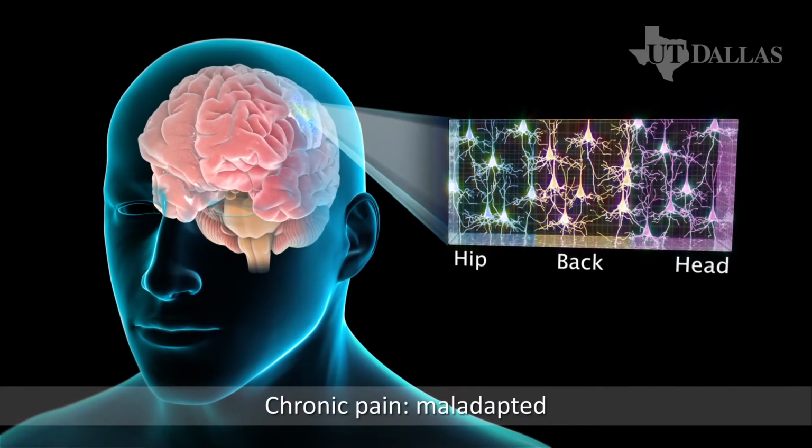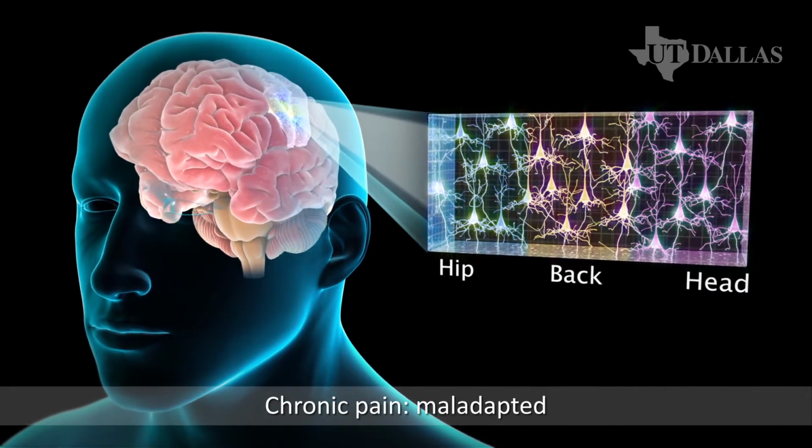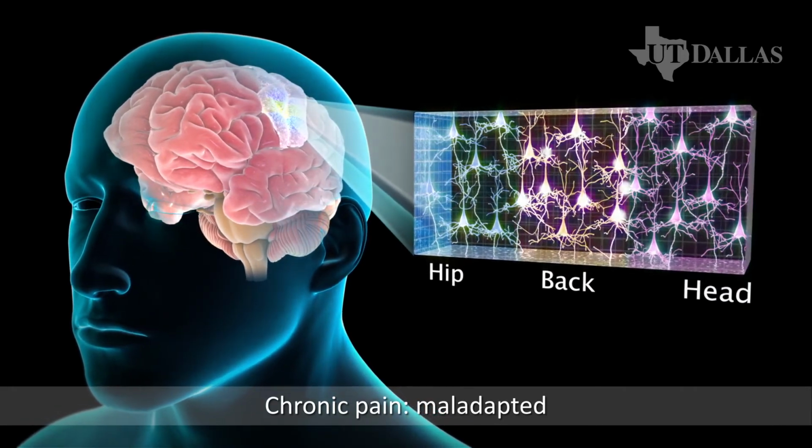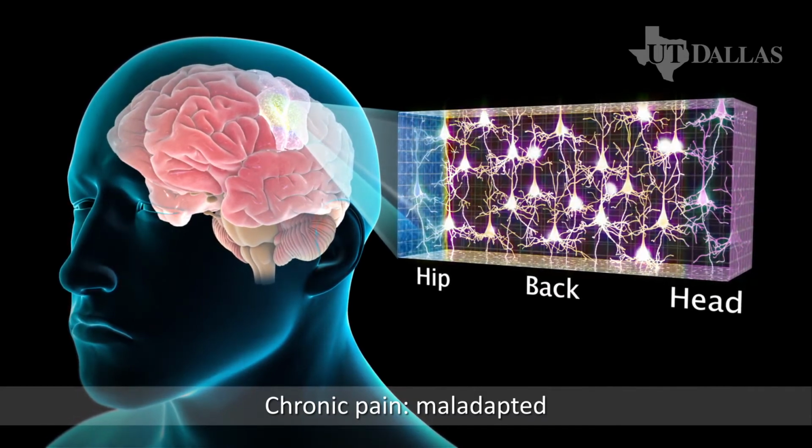Chronic pain can also result from a back injury, which triggers elevated activity in somatosensory cortex. This hyperexcitable region can spread to surrounding brain regions, generating the perception of chronic pain.